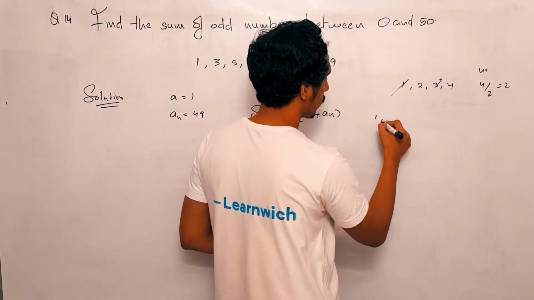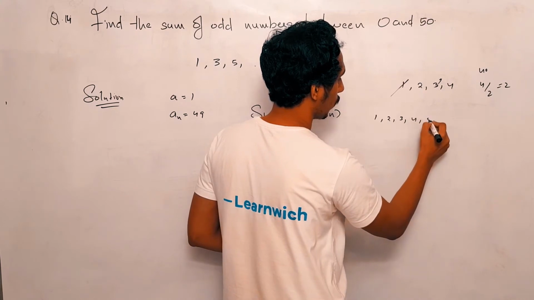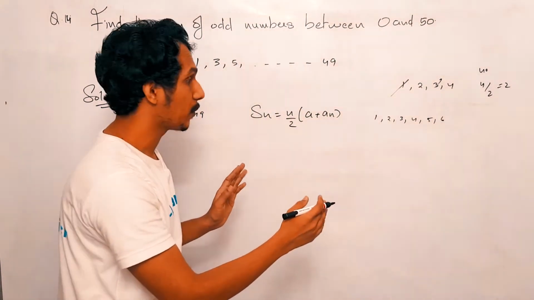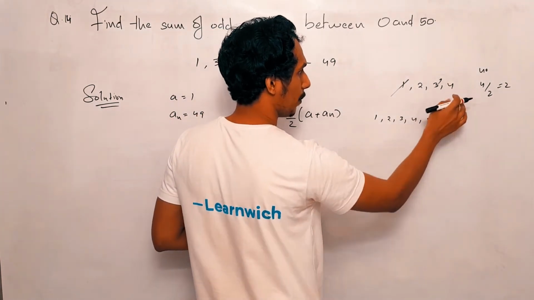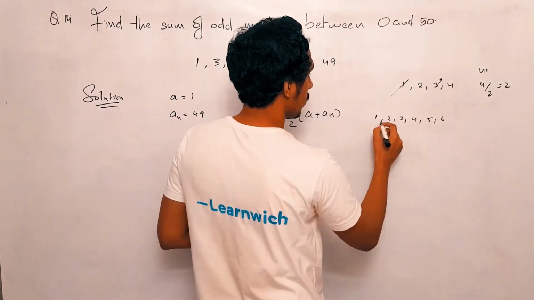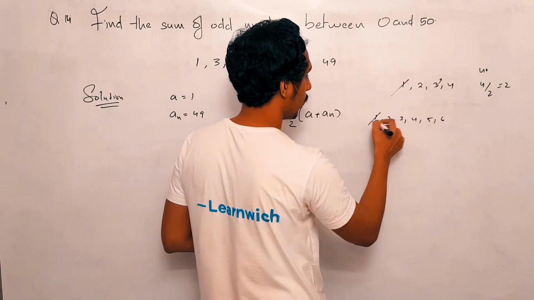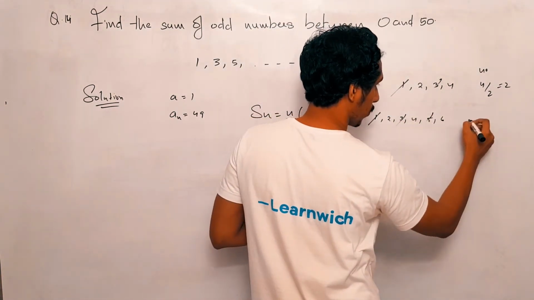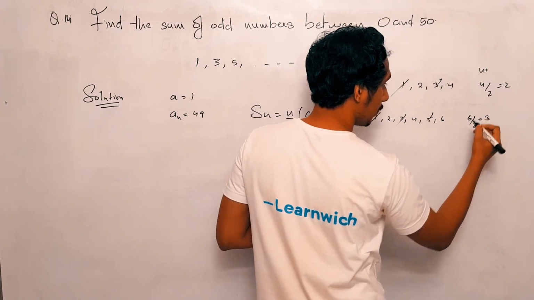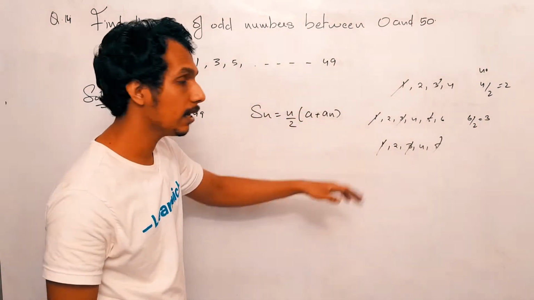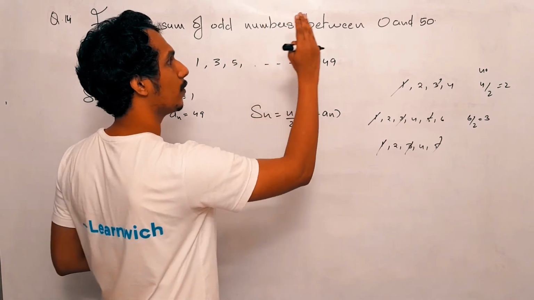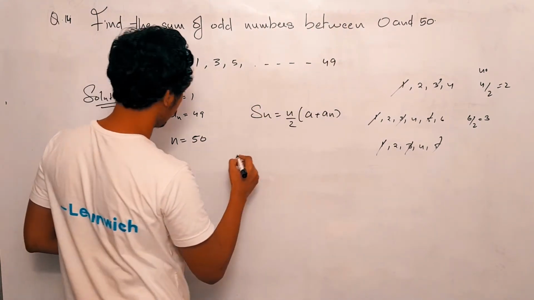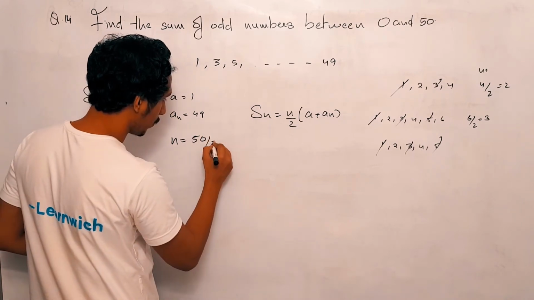Let's say I have numbers 1, 2, 3, 4, 5 and 6. So an even count of numbers, that's what I say. I have 6 numbers. How many odd numbers are there? 1, 2, 3. 3 odd numbers. So there was a total of 6 and I only have 3. Half of the numbers are odd. So there is a total of 50 numbers, and half of those will be N equal to 50 by 2, which is 25.